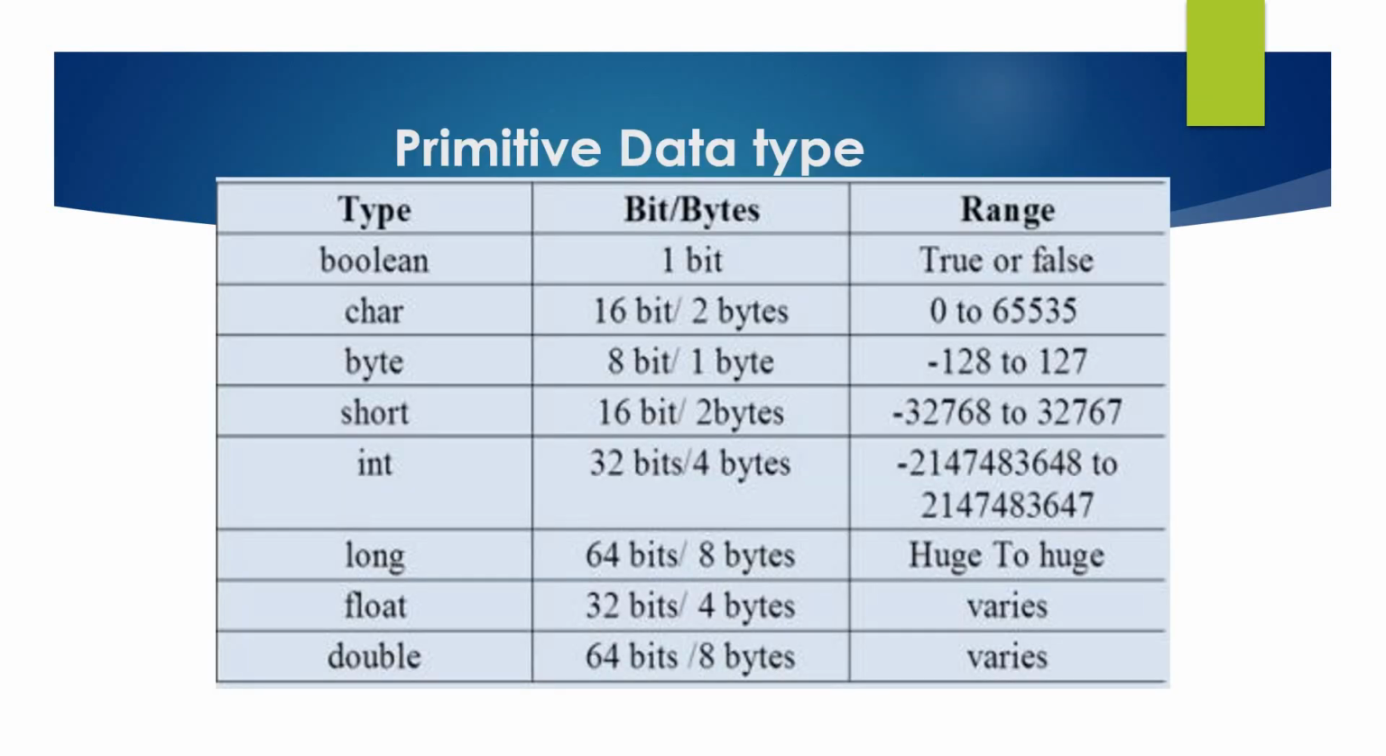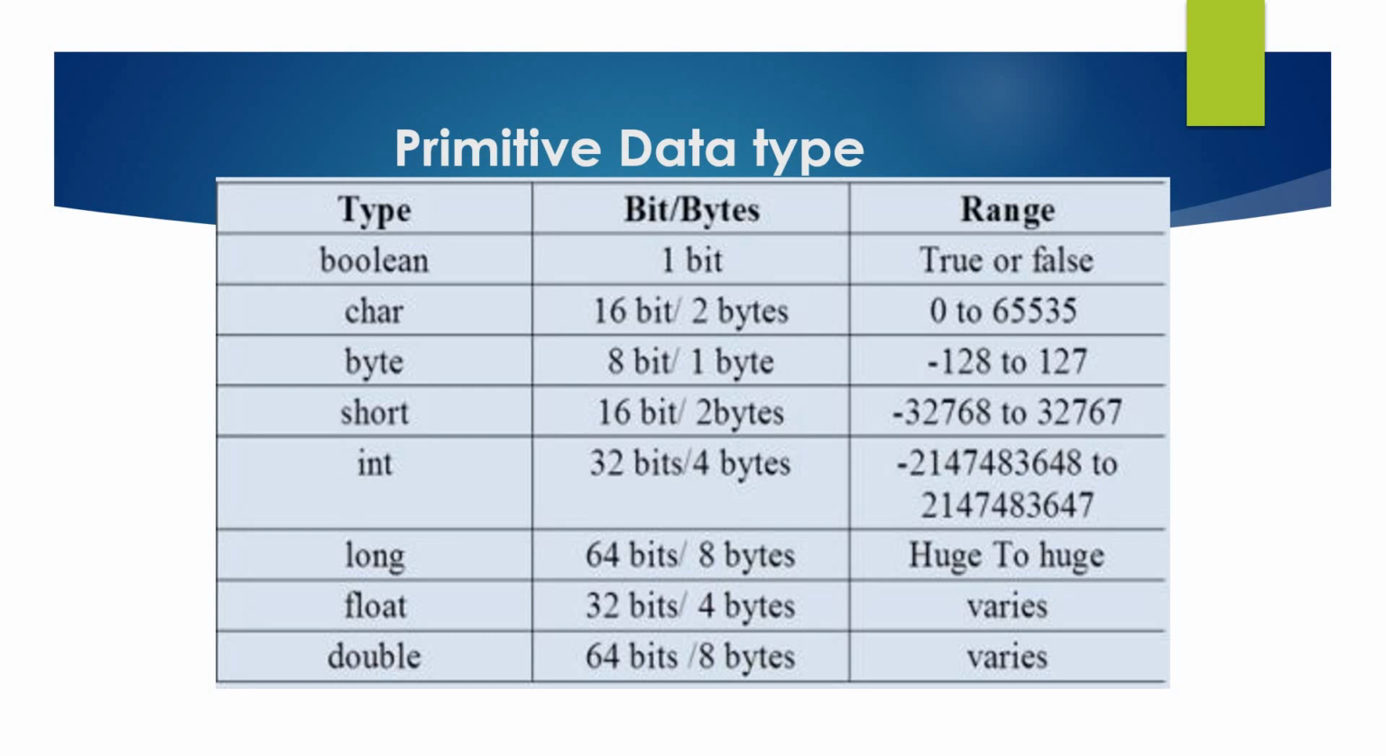So let us try to understand the primitive data types. We have a boolean here, which will have only one bit, either true or false. We have a character, which has 2 bytes and the range is 0 to 65,535. We have a byte, which is only one byte here. The range is minus 128 to plus 127. We have a short, which is 2 bytes. So the range is minus 32,768 to 32,767.